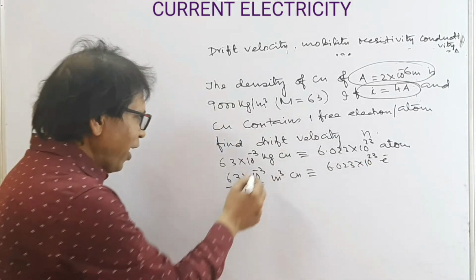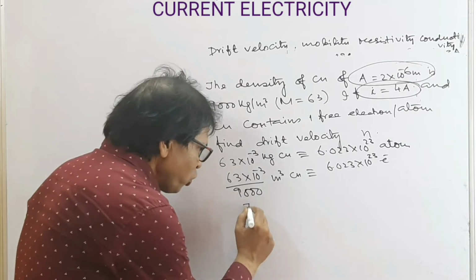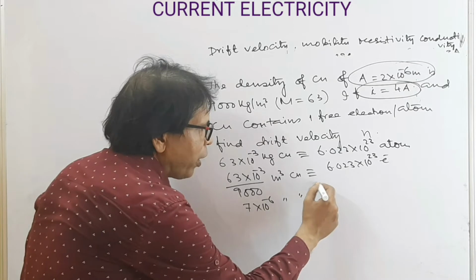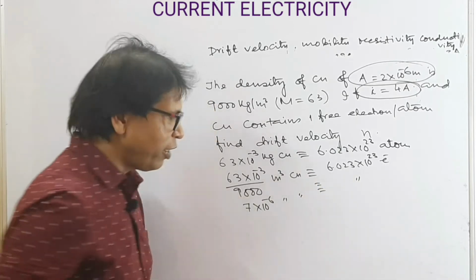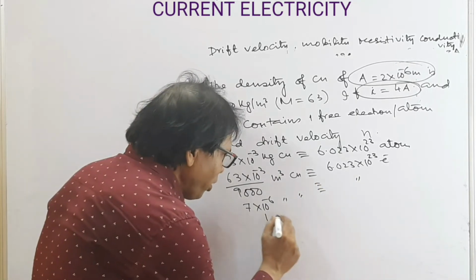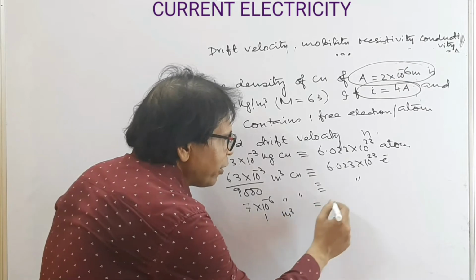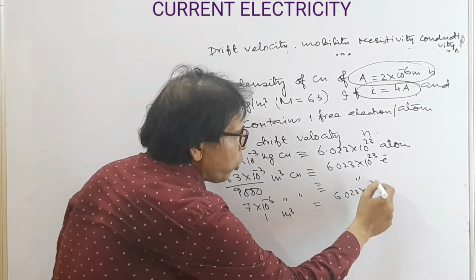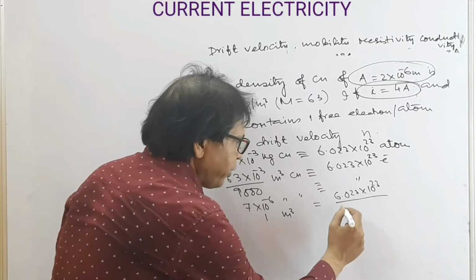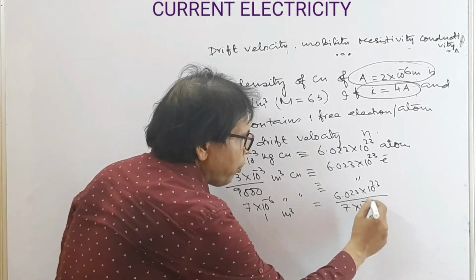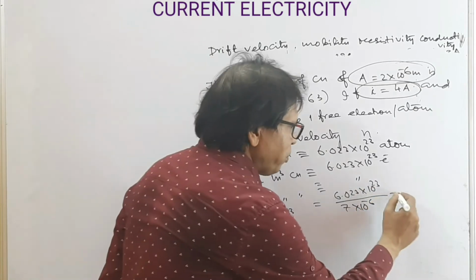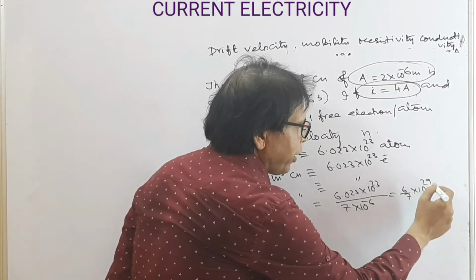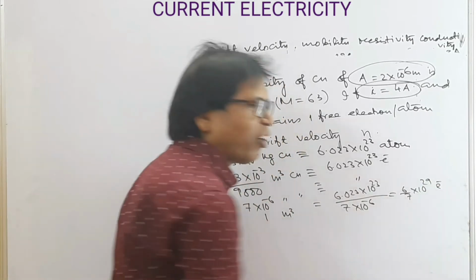Okay, now look at this. This is the 7 into 10 to the power minus 6 meter cube copper contains this. Now 1 meter cube copper contains 6.023 into 10 to the power 23 divided by 7 into 10 to the power minus 6. So this becomes 6/7 into 10 to the power 29 free electron.